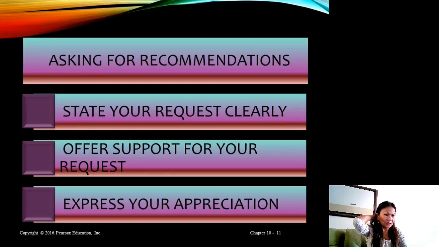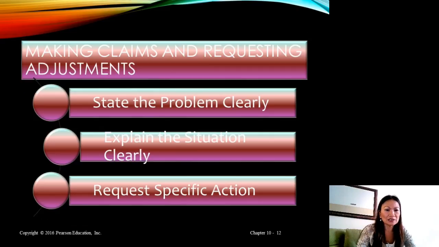When asking for recommendations, you can state your request clearly, offer support for your request, and express your appreciation. When making claims and requesting adjustments, you have to state the problem clearly, explain the situation clearly, and then request specific actions. If the remedy is obvious, tell your readers exactly what you expect from the company. And if you're uncertain about the precise nature of the trouble, you could ask the company to make an assessment and then advise you on how the situation should be fixed.